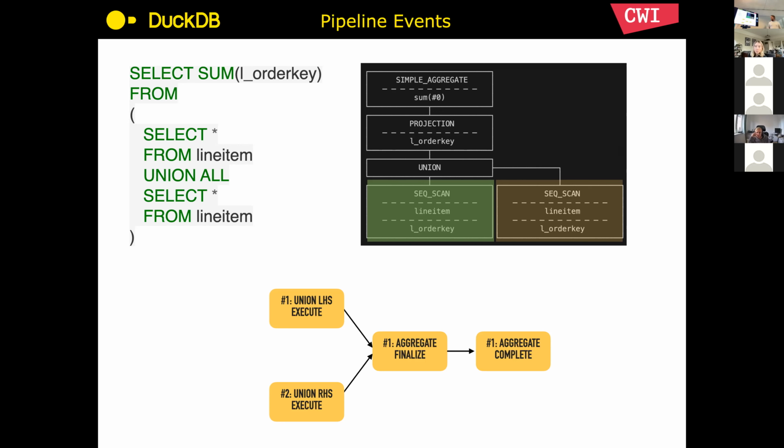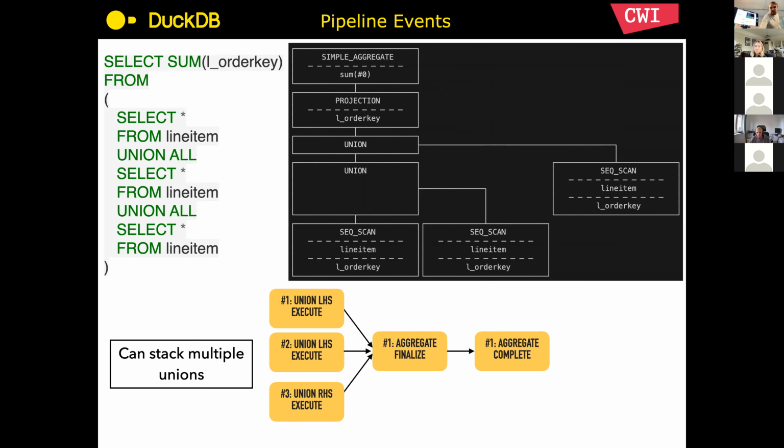And you get this nice behavior where you can basically layer as many unions as you want there, right? You can execute as much as you want, and you get completely independent pipelines that all lead to the same sink.